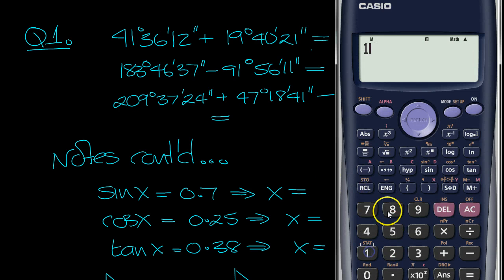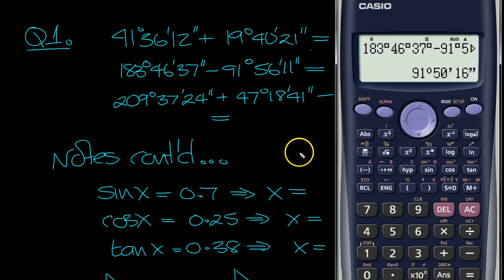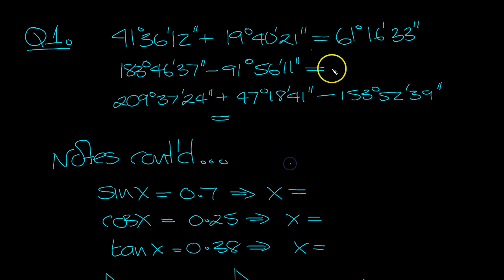Next one, 183 degrees, 46 minutes, 37 seconds, minus 91 degrees, 56 minutes, 21 seconds, equals 91 degrees, 50 minutes, 16 seconds.